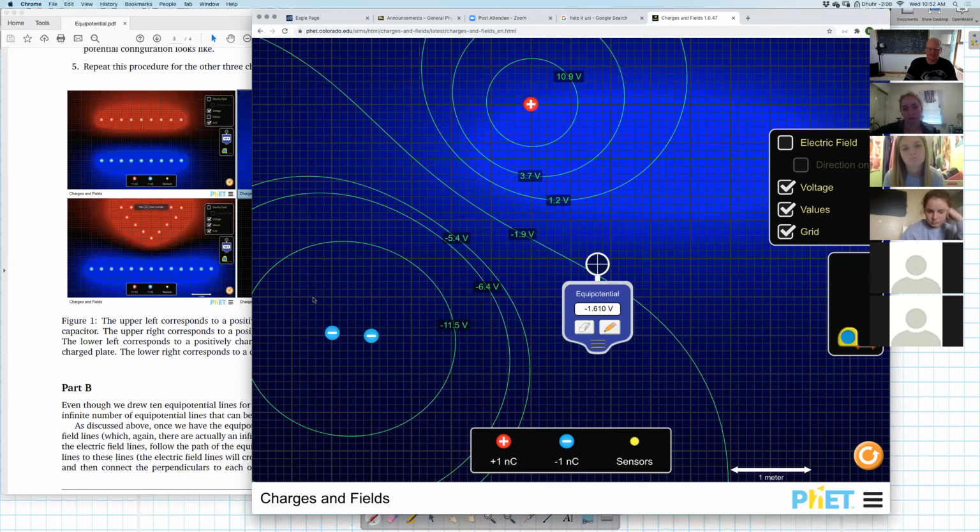Once you get all these lines set up on here, go ahead and take a screenshot or something like that. Then you can use Paint or whatever drawing software you have and try to draw the electric field lines. Save those, and then just upload those onto Blackboard. So that's all we're doing in this lab.